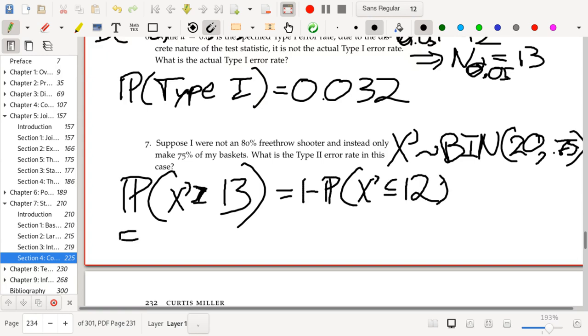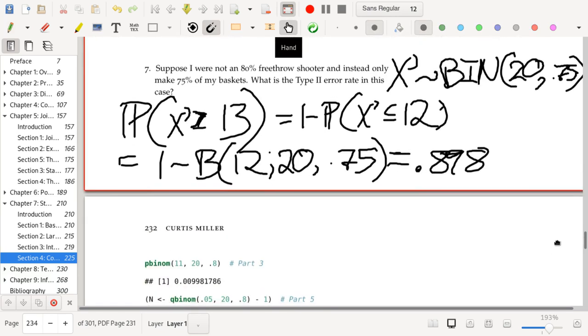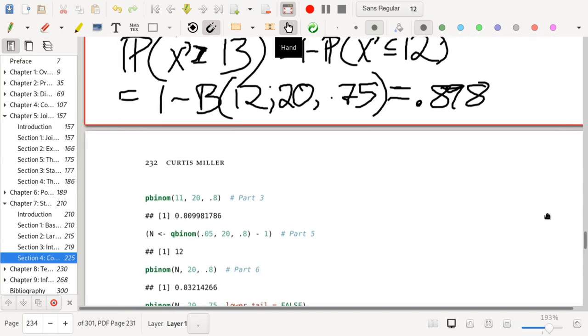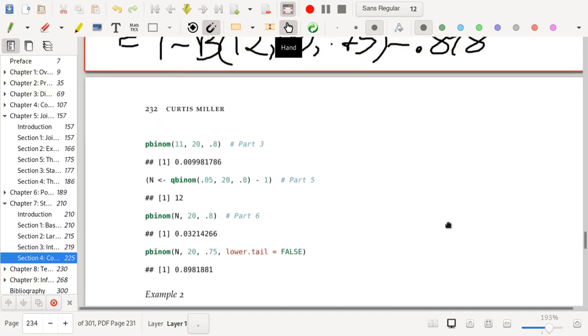And that's going to be 1 minus the CDF at 12, given parameters 20 and 0.75. And that is something that I already computed, which is 0.898. So actually, there's a very high likelihood of making a type 2 error in this type of situation. That is something to be aware of when looking at this. I might actually be a 75% free throw shooter, and the probability of not detecting that is almost 90%. So that's something to consider. Here's some R code that's doing similar stuff.